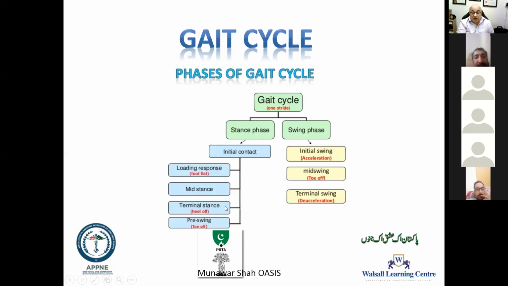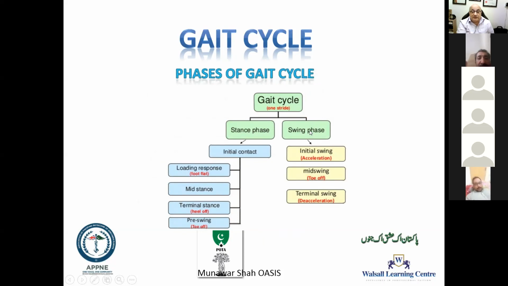The stance phase is longer than the swing phase when you're walking. It's reversed when you're running. So the components are: you have an initial contact, you have a foot flat, you have a mid stance, then you have a heel off, and then toe off. These are called initial contact, loading response, mid stance, terminal stance, pre-swing. Unless you keep repeating this yourself, you're not going to remember this. So it's a good thing we have it on a video. You can keep looking at it.